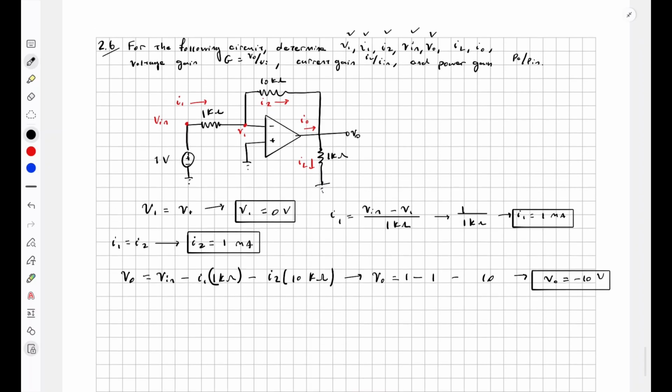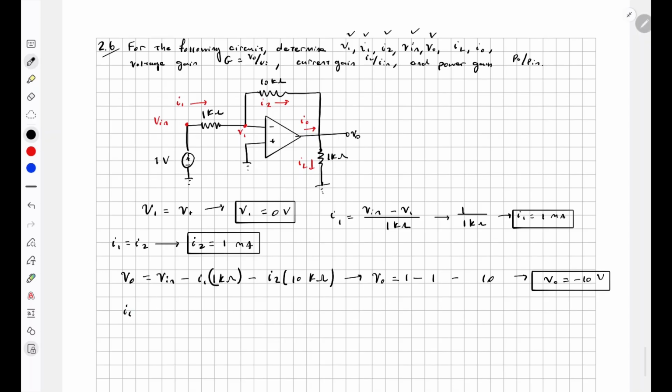To find IL, it's just this voltage minus this voltage divided by this resistor. So IL is equal to V out minus 0 divided by 1 kilo ohm. So IL is equal to negative 10 divided by 1 kilo ohm. So IL is equal to negative 10 milliamps.